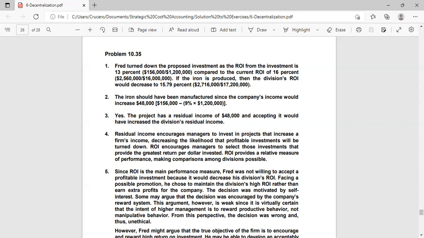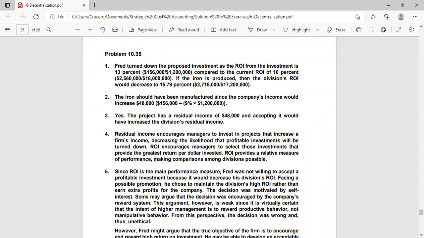So again, requirement number 1: explain why Fred Olsen turned down the proposal to add the capability of producing the crimping and welding iron, and we have to provide the computations. Fred turned down the proposed investment as the ROI from the investment is only 13%, compared to the current ROI of 16%. That's for 156,000, the estimated operating earnings.